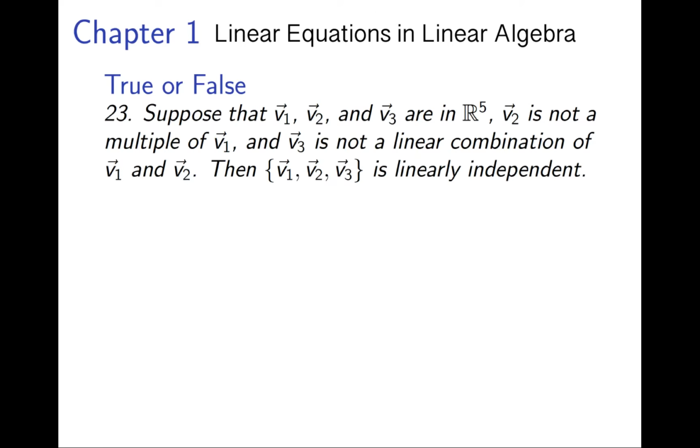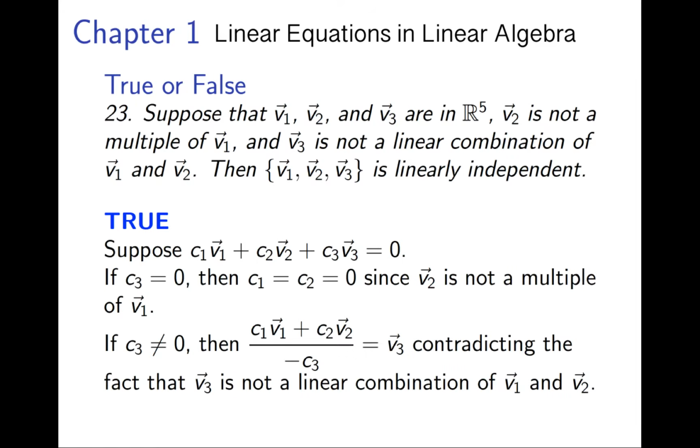Number 23. Suppose that vectors v1, v2, and v3 are in R5. v2 is not a multiple of v1, and v3 is not a linear combination of v1 and v2. Then the set v1, v2, v3 is linearly independent. And this is true, but maybe it's not immediately obvious. So let's just walk through a quick sketch of the proof.